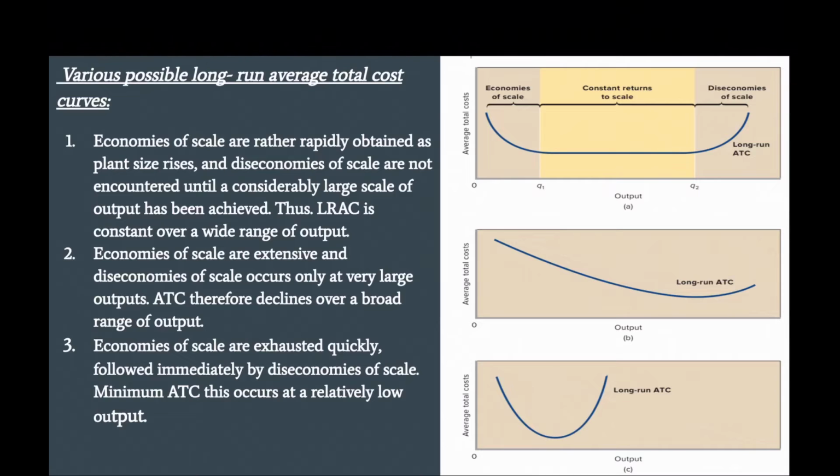Various possible long-run average total cost curves. Economies of scale are rather rapidly obtained as plant size rises, and diseconomies of scale are not encountered until a considerably large scale of output has been achieved. Thus, LRAC is constant over a wide range of output. Economies of scale are extensive and diseconomies of scale occur only at very large outputs. ATC therefore declines over a broad range of output. Economies of scale are exhausted quickly, followed immediately by diseconomies of scale. Minimum ATC occurs at a relatively low output.